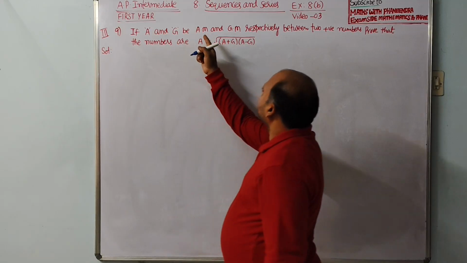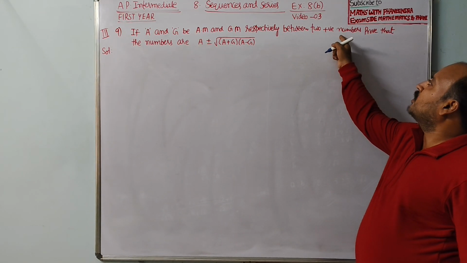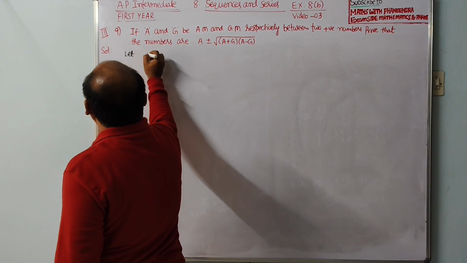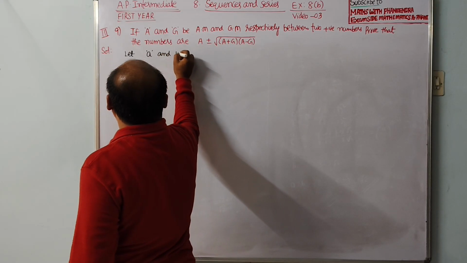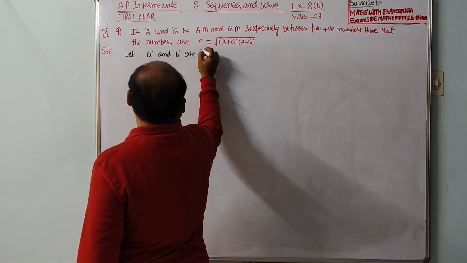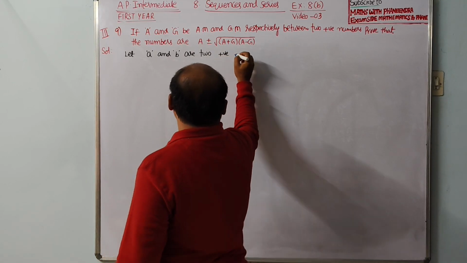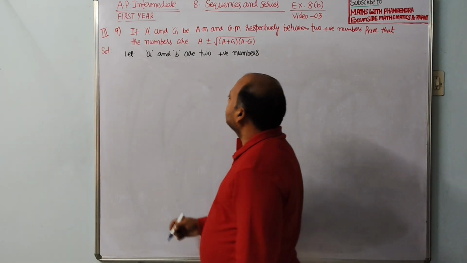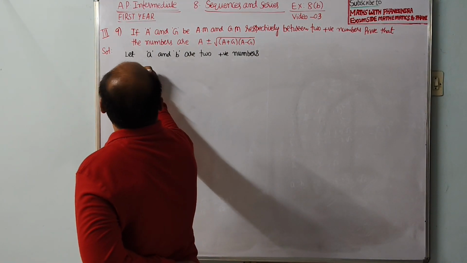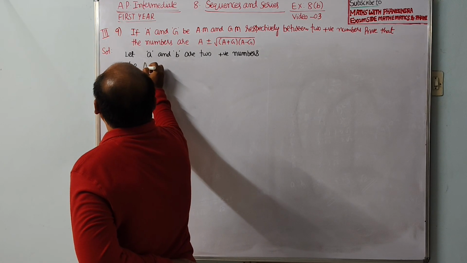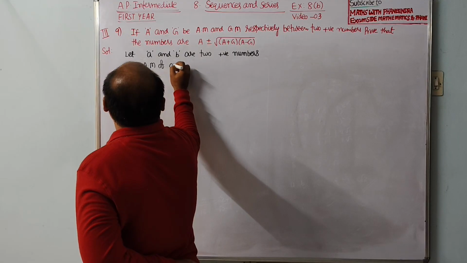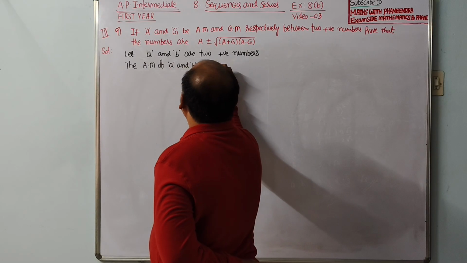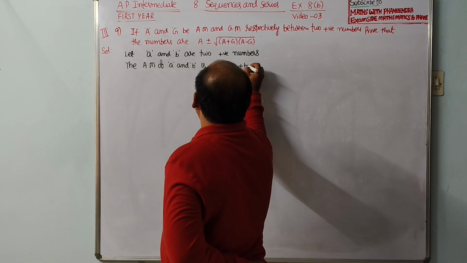If A and G be arithmetic mean, geometric mean respectively between two positive numbers, prove that the numbers are. See, let small a and small b be two positive numbers. The arithmetic mean of a and b is capital A is equal to (a plus b) divided by 2.